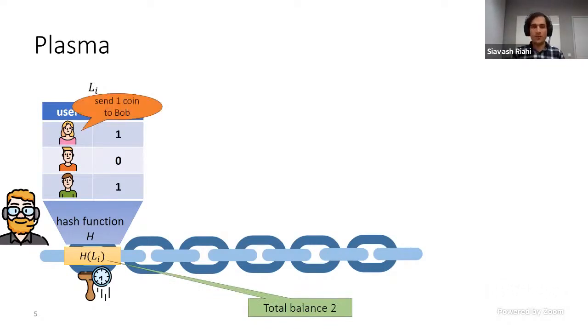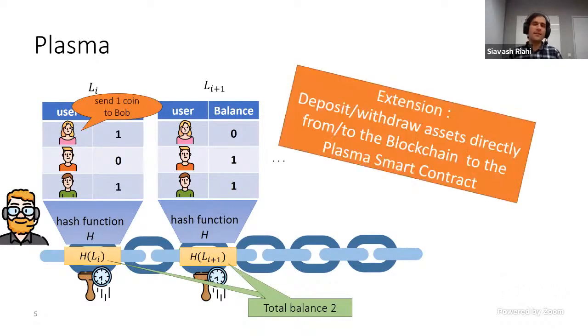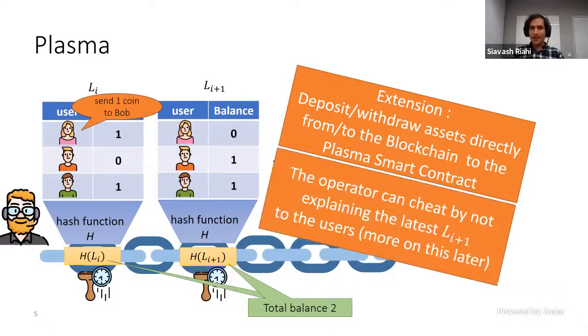Now, Alice can send 1 coin, for example, to Bob, and the state will be updated as follows. Bob will have 1 coin, Alice will have 0 coins, and Charlie will have 1 coin. And this can go on. Now, this idea can also be extended in order to allow depositing and withdrawing assets directly to and from the blockchain to this plasma system using the monetary capabilities of the blockchain. But this solution has a drawback. The operator can always withhold this state and not publish it to the users. This is called the data unavailability attack. And I will get back to this more in a few seconds.